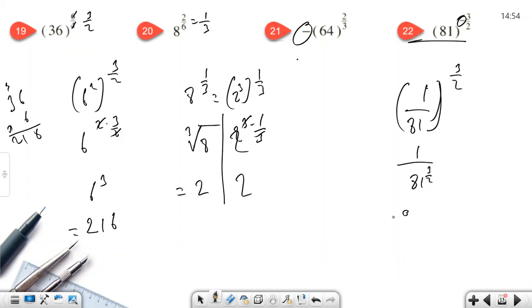81 is 9 squared. That's exactly equal to 1 over 9 squared, multiplied by 3 over 2. The 2s cancel each other. That's equal to 1 over 9 cubed. 9 cubed is 249, I am not sure about it. 1 over 249, you can calculate.